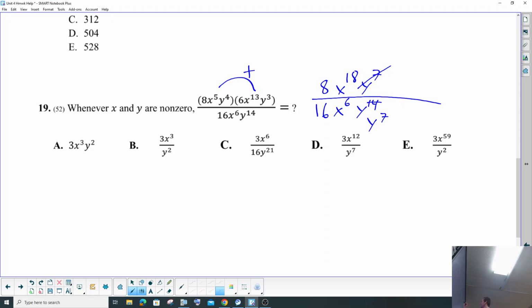And then you have 18 on the top, which is going to cancel because 18 minus 6 is 12. So we get 8x to the 12, the y's are gone, all over 16. The x's are gone. And then 8 divided by 8. I hope you paused me and tried this on your own. x to the 12 over 2.